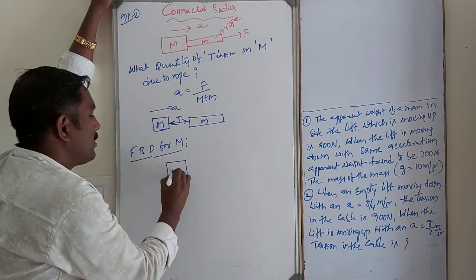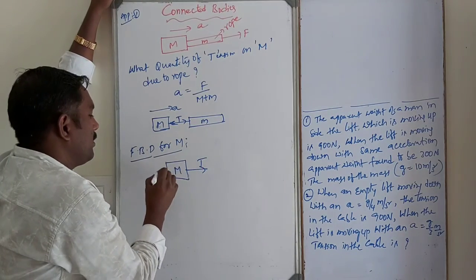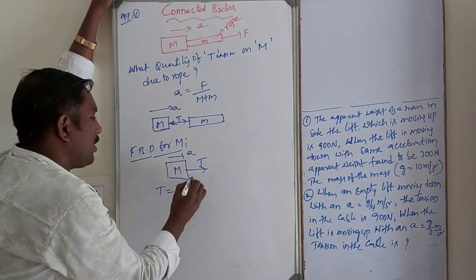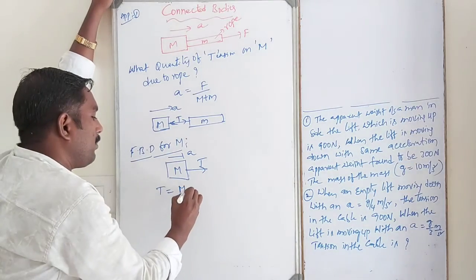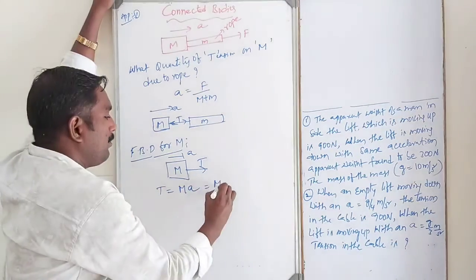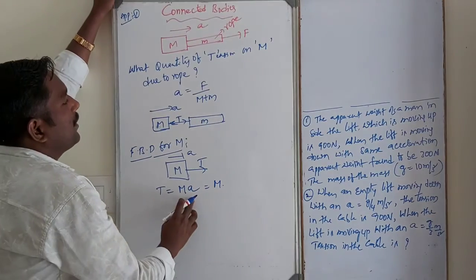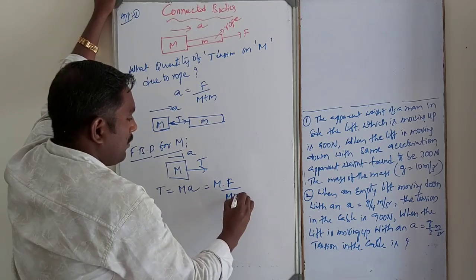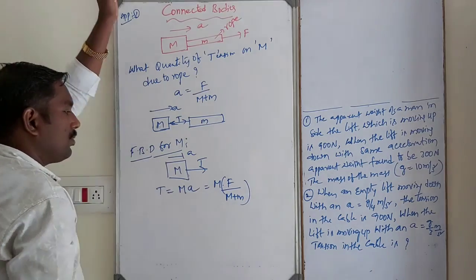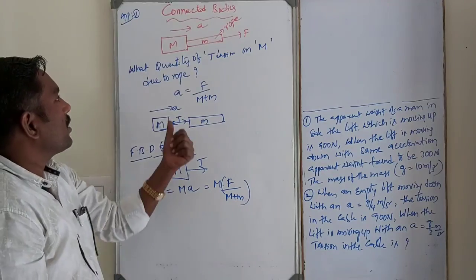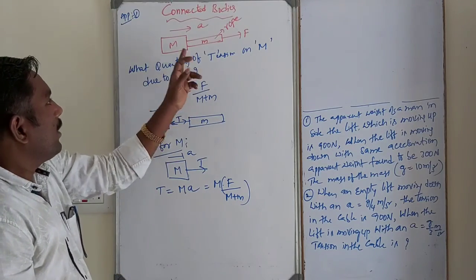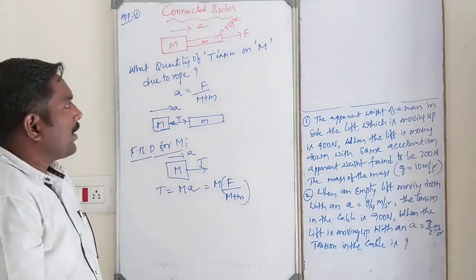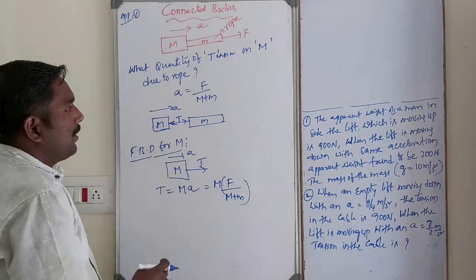So draw the free body diagram for capital M. Like this is the capital M, this is the tension, this is the acceleration. So tension is equal to what? Tension is equal to M into A. What is the value of A? F by M plus m. So simply this is the tension acting on M due to the rope. This is a very important application.